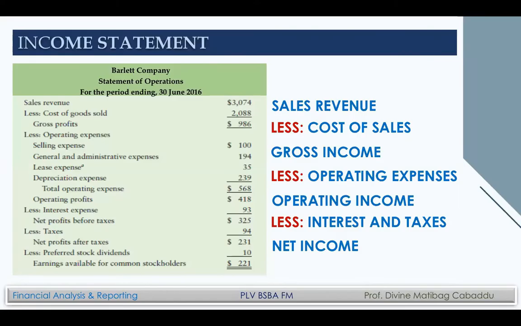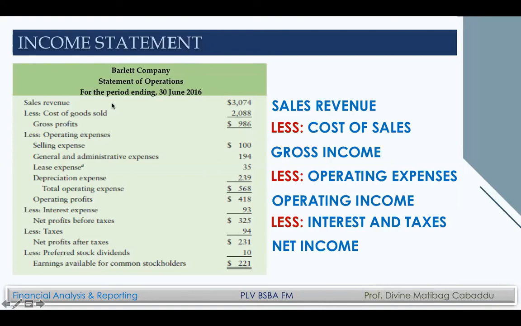Now, this is an example of an income statement from Bartlett Company. So this is the right heading. The first line should be the name of the company. The second line is the name of the financial statement. Okay, what type? And the third line, okay, would be the period. Okay, the reporting period. So it's an income statement, so for the period ending June 30, 2016. That means to say, ang start ng reporting ito, 1 year. So it's from July 1, 2015 up to June 30 of 2016.